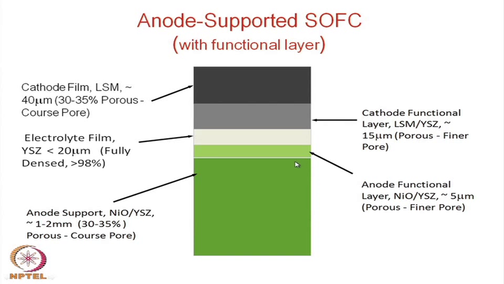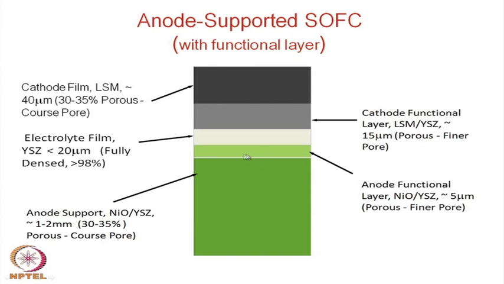Then there are two additional layers. The three layers are normally the standard layers, but we have additional layers. One can say, whichever is in contact with the cathode and the electrolyte, in between the cathode and the electrolyte, this layer is called the cathode functional layer. That layer is very thin, about 10 to 15 micron, again porous, but these are finer pores. These are finer pores than the original cathode.